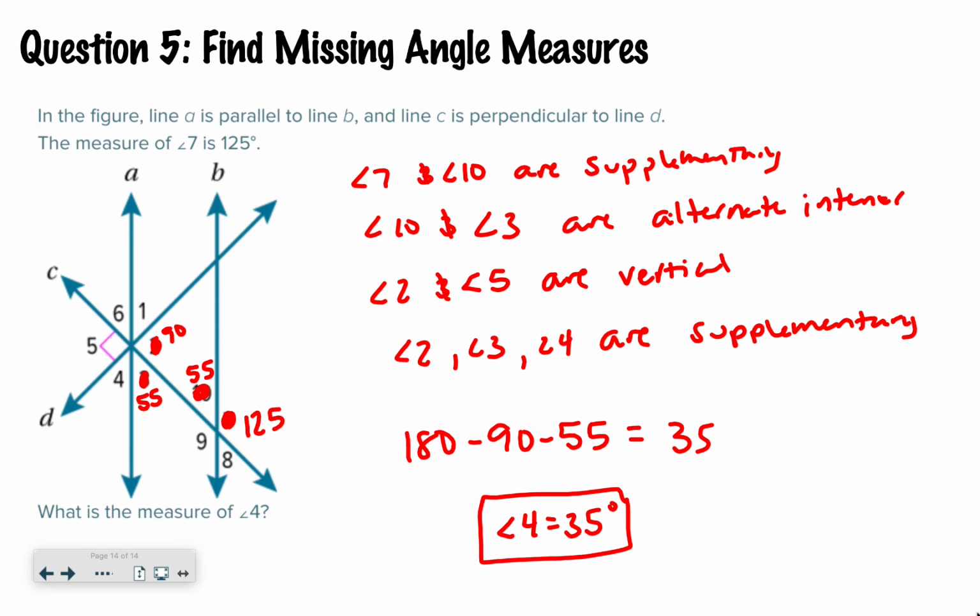All right, for this problem, hopefully you ended up with angle 4 equals 35 degrees. And the way you got there was maybe going from angle 7 and angle 10 are supplementary. So since angle 7 is 125, angle 10 is 55 degrees. And then I saw that angle 10 and angle 3 are related because they're alternate interior. And then I used angles 2, 3, and 4, knowing that those were supplementary. And I knew what angle 2 was because it's vertical with angle 5, which was 90. And then I did supplementary, so 180 minus 90 minus 55 gave me 35 degrees for angle 4.